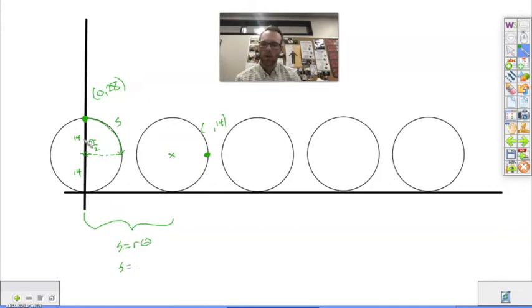So in this one, our radius is 14 and our angle is pi over 2. So that gives us 7 pi for the distance it traveled. So from there to there is 7 pi. Now, this point is not at the center of the circle. It's added on another, how far is that? 14. So the x-coordinate of that point is going to be 7 pi plus 14. Y-coordinate, 14.